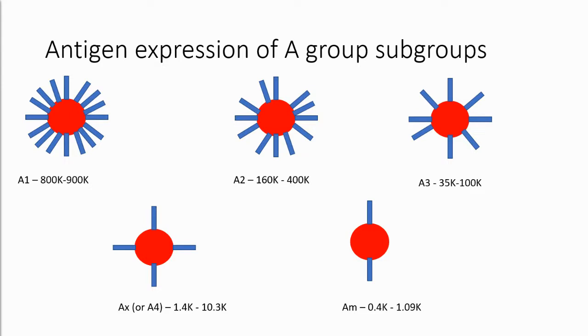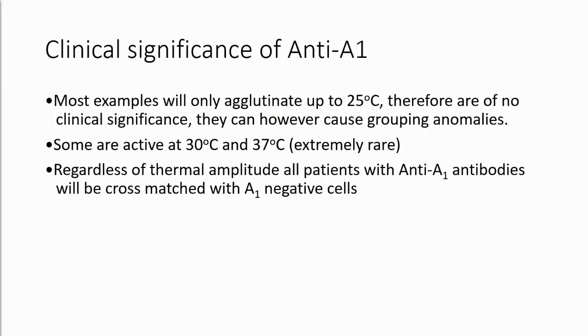This slide is simply a diagrammatic representation of the amount of A antigens and some different subgroups. The policy at 9 wells is anti-A1 antibody samples are cross-matched with A1 negative cells. This is not the case everywhere, but this policy reduces the chance further of a transfusion reaction.